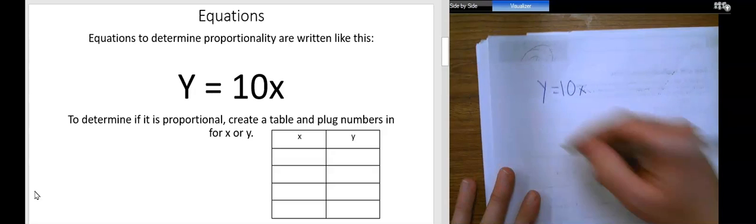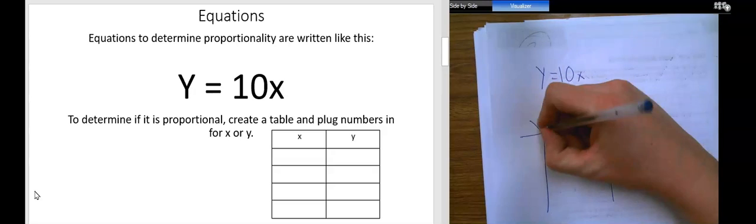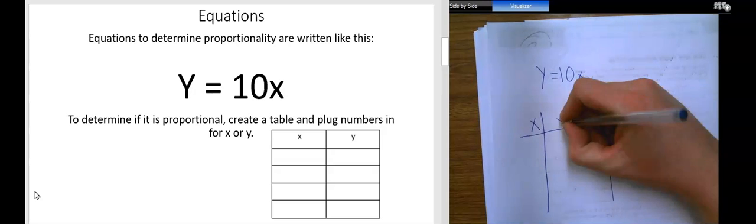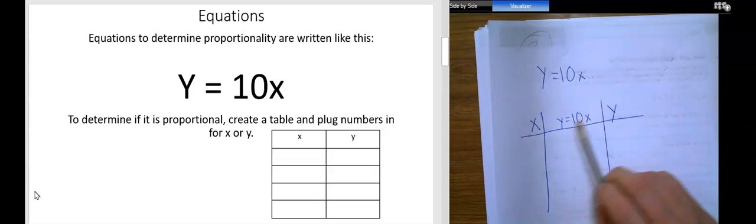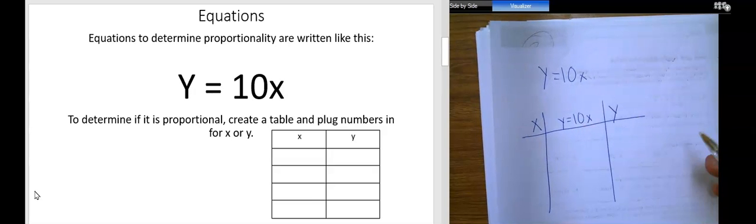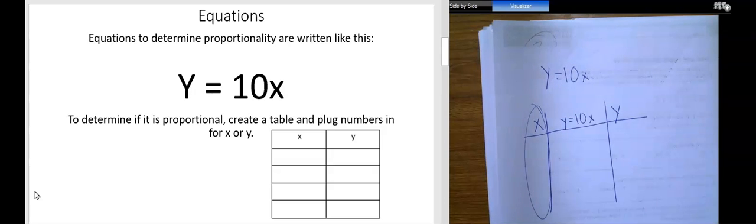So first, to create a table, I know there's a 2-column table on the PowerPoint. I actually like to do a 3-column table. So my middle column, I just write the equation. I put x here, y here, and then I just add this y equals 10x. So it kind of lets me show my work and think through what I'm doing. I can pick any number I want for x, absolutely any option. Now, math can sometimes be tricky. I'm going to pick the simplest numbers I can.